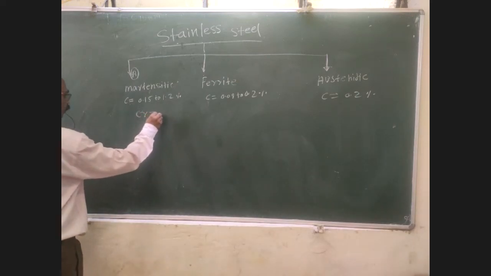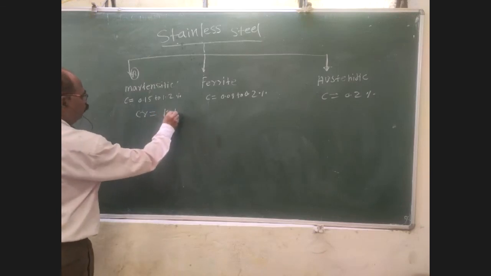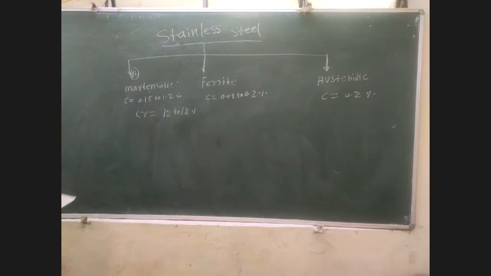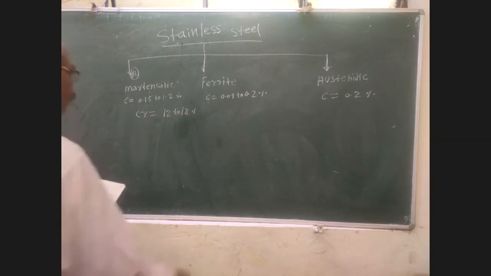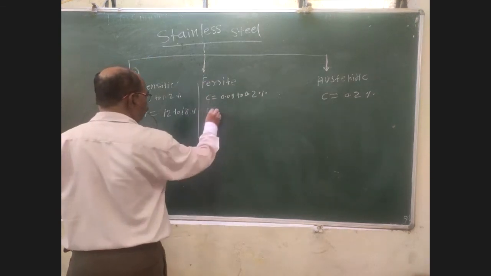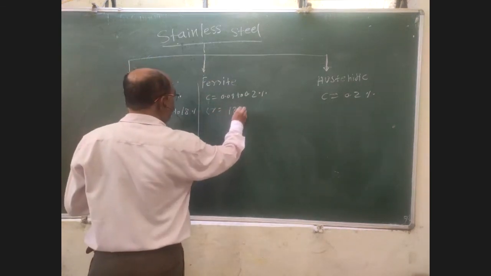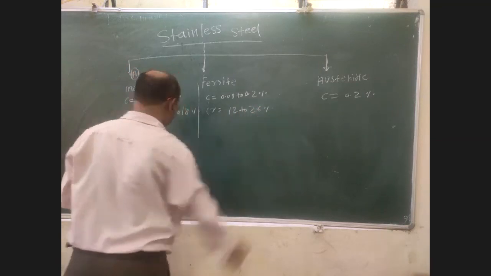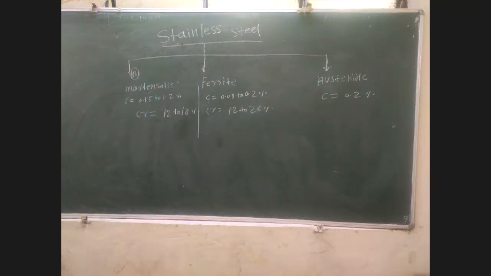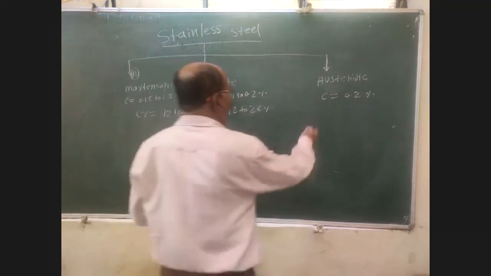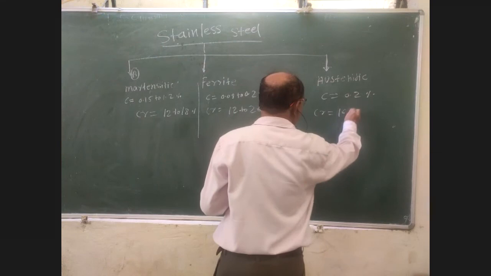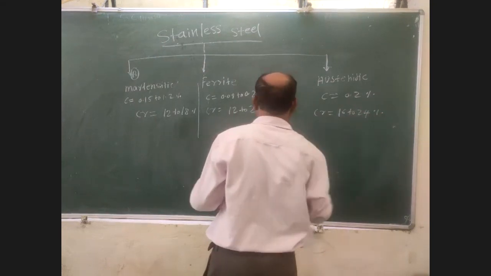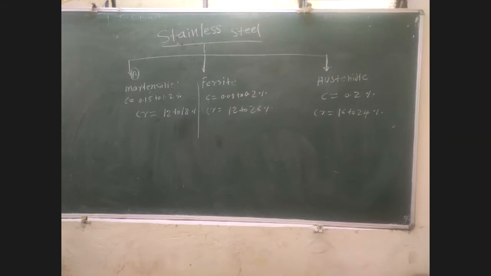Chrome, 12 to 18%, is there in martensitic stainless steel. In ferritic stainless steel, 12 to 26% chrome is there. And here the chrome is 16 to 24%. So chromium is the major element in stainless steel.